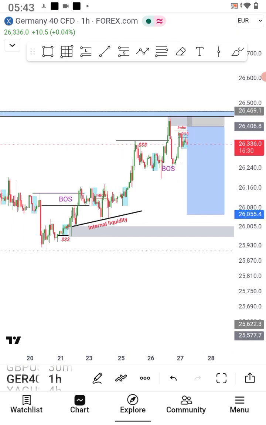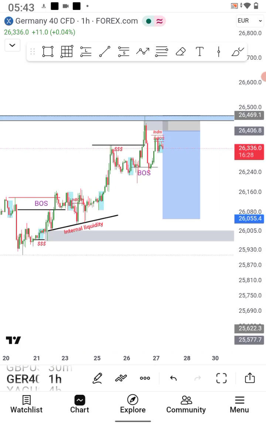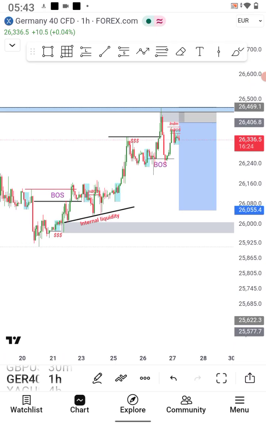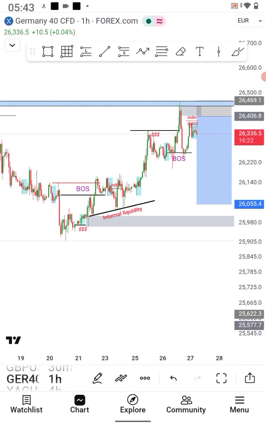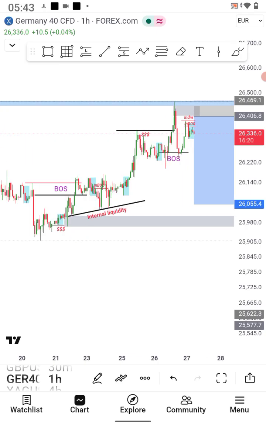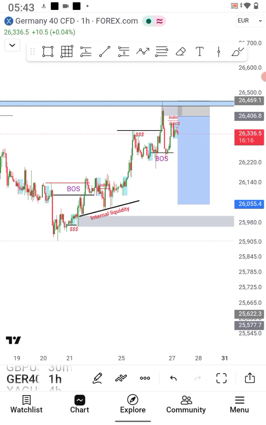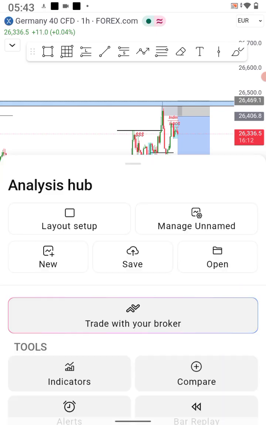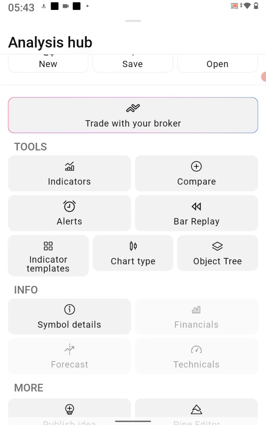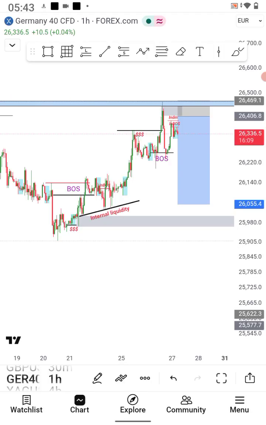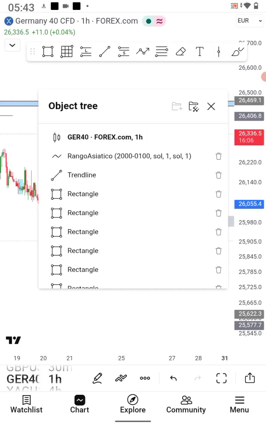So, there's a setup I just saw here for German 40. It's the same way we always trade, the same thing every day, rinse and repeat. Let me first of all clear everything on this chart. Let's look at it together.